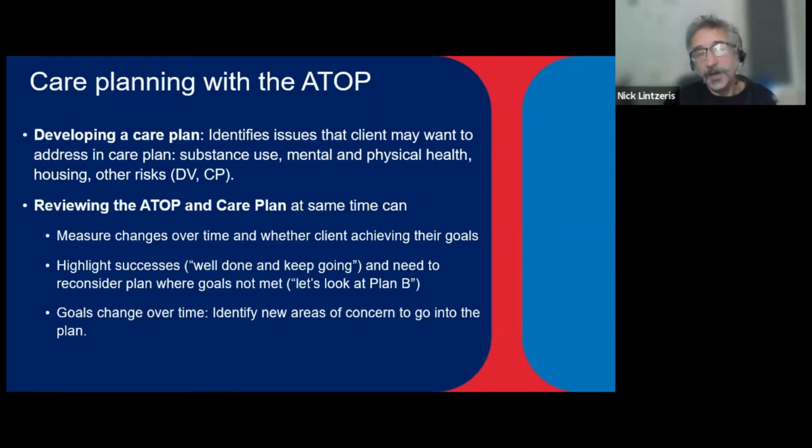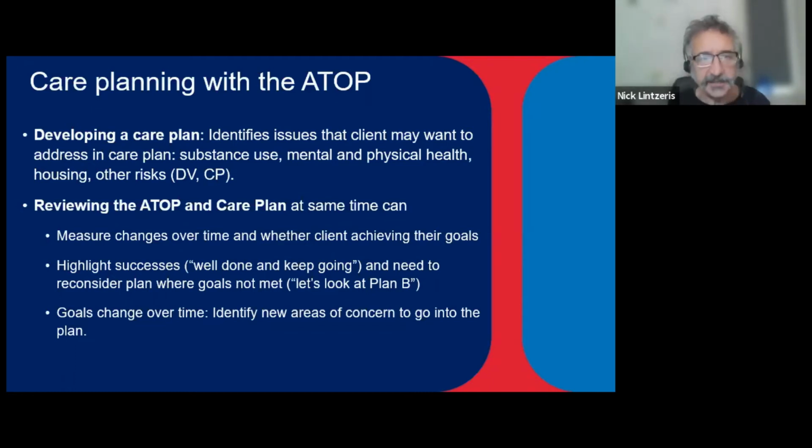It might be 3 months later, and you sit down with the client to review the care plan, and generally what we recommend is do another ATOP. Because what the ATOP allows you to do is look at the question of what's changed over time, and is the client now achieving their goals? It also allows us to say, where a client is achieving their goals, you can highlight the successes. Look, well done. That's great. You've done really well. Let's keep going. Let's do more of whatever you've been doing that has allowed you to achieve your goals.